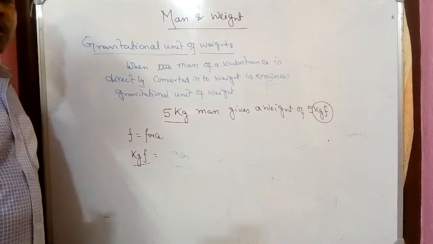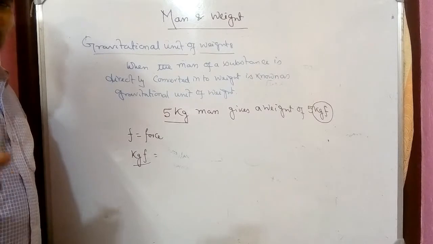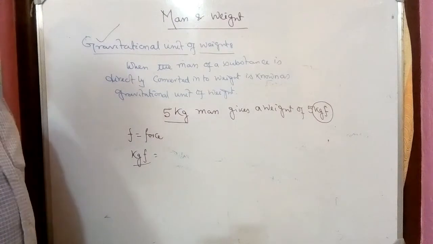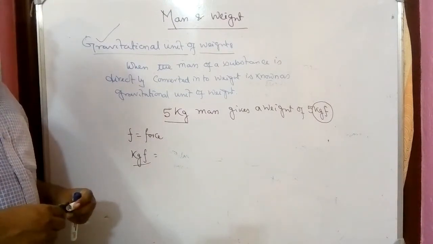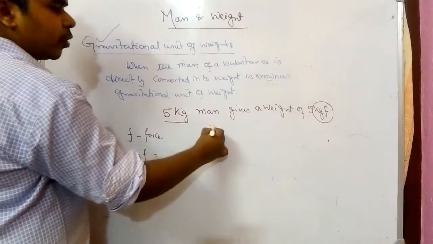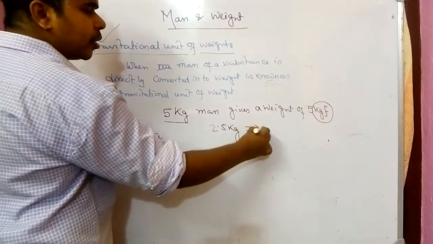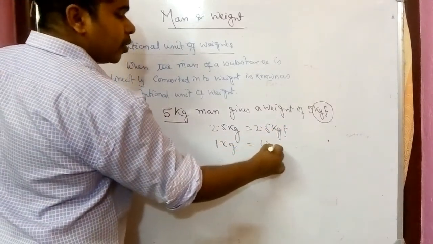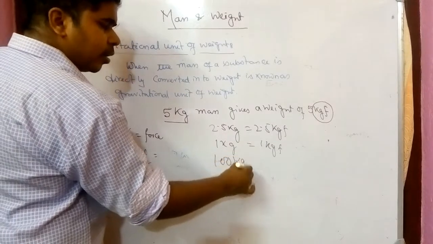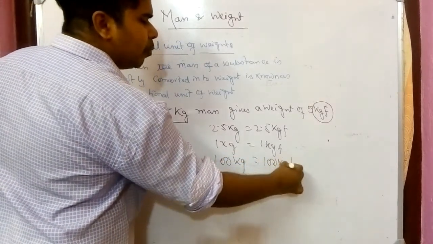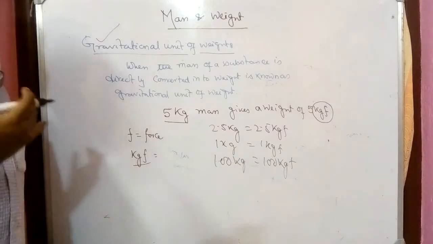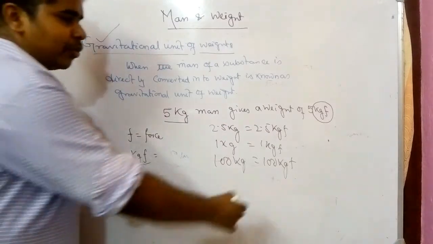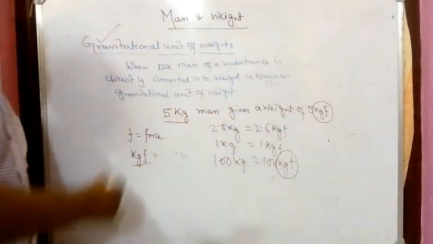It is a unit of weight which is known as the gravitational unit, where we convert mass directly into weight. Now you might be thinking, sir, it is very easy. Yes. What will be the weight of 2.5 kg mass? You will write down, sir, it is 2.5 kgf. What will be 1 kg mass? It will be 1 kgf. What will be 100 kg mass? It will be 100 kgf. Simple thing. The mass is directly converted into weight by a unit, that is kgf.